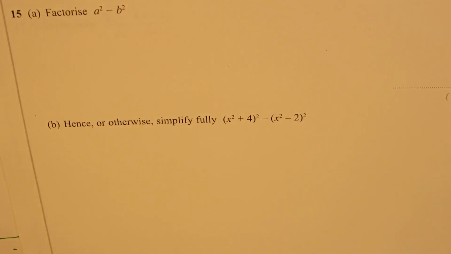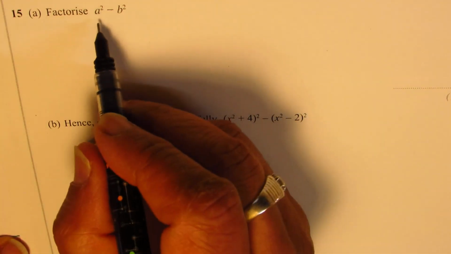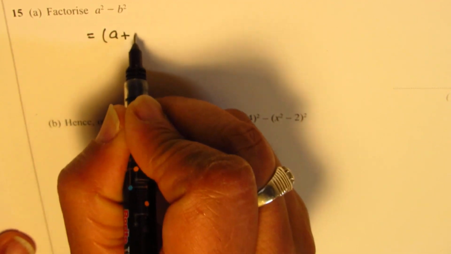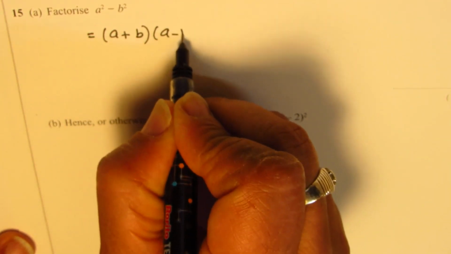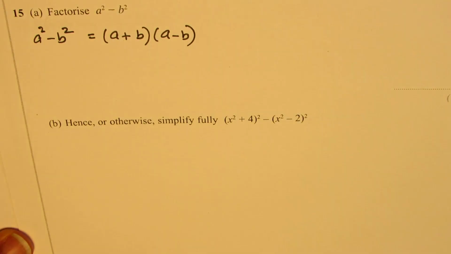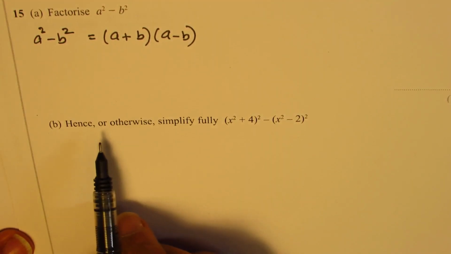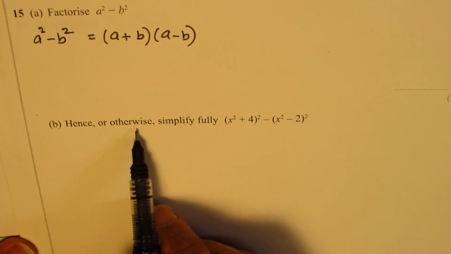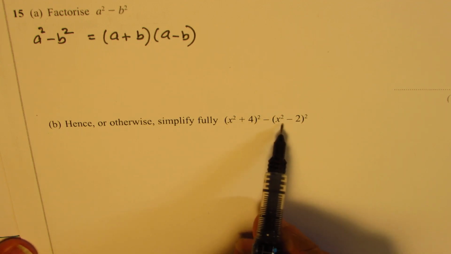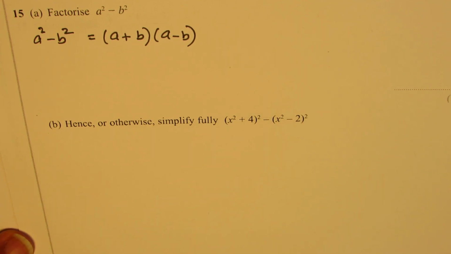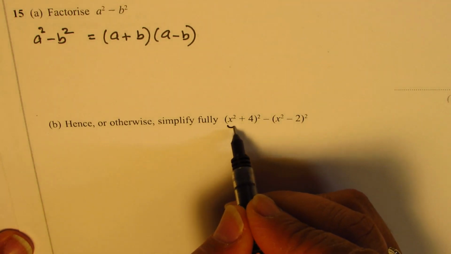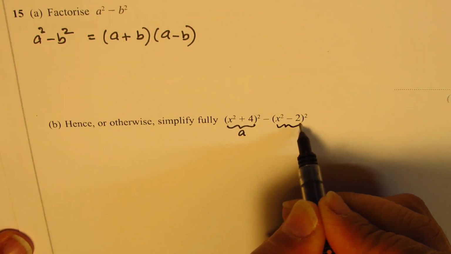Question number 15. Factorize a square minus b square. Well, that is a plus b times a minus b, right? So this is how you can factorize a square minus b square, difference of squares. The question is, hence or otherwise simplify fully (x square plus 4) whole square minus (x square minus 2) whole square, right? So now think like this: the first term is a. So think this term here is a and this term is b.